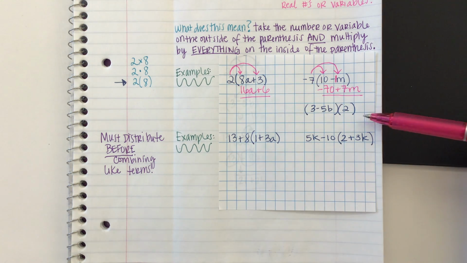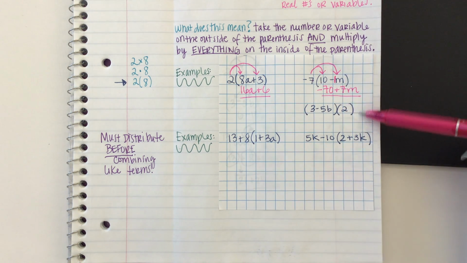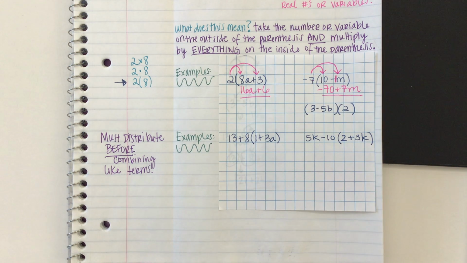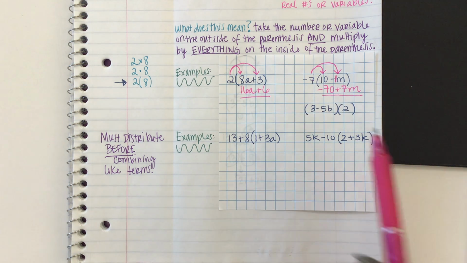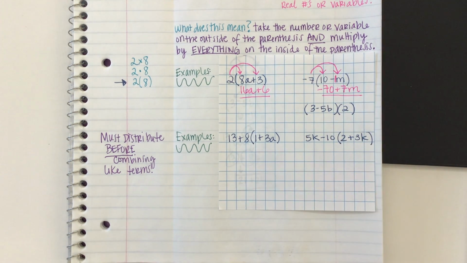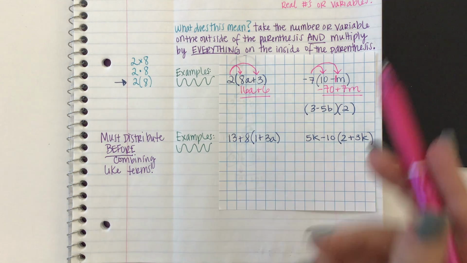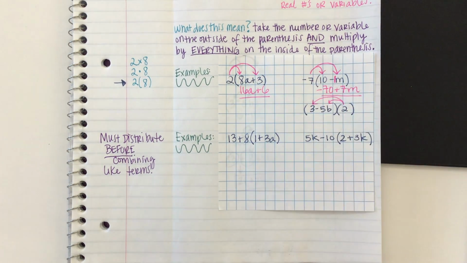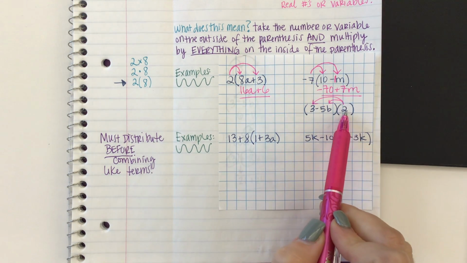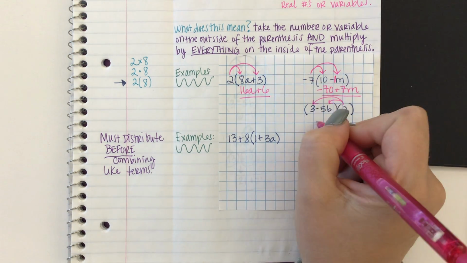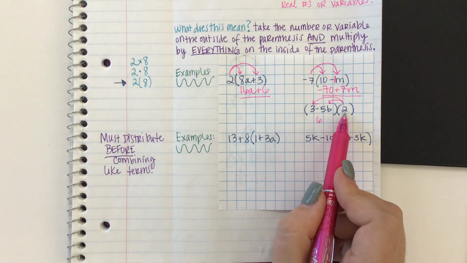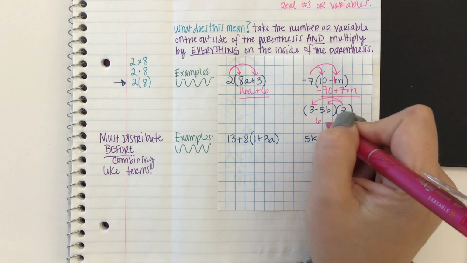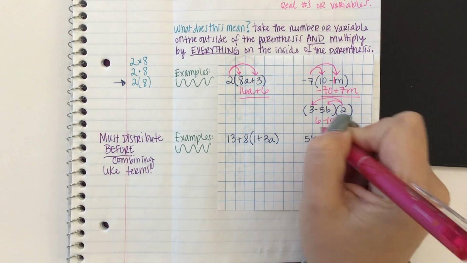This example right here is slightly different because now what you're multiplying by is on the other side. Now, the steps are the same, okay? You take whatever's on the outside of your parentheses, in this case the 2, and then you still multiply by everything on the inside of the parentheses. So again, the steps are exactly the same, okay? So you have 2 times 3, which is 6, and you have 2 times negative 5b, which is negative 10b.